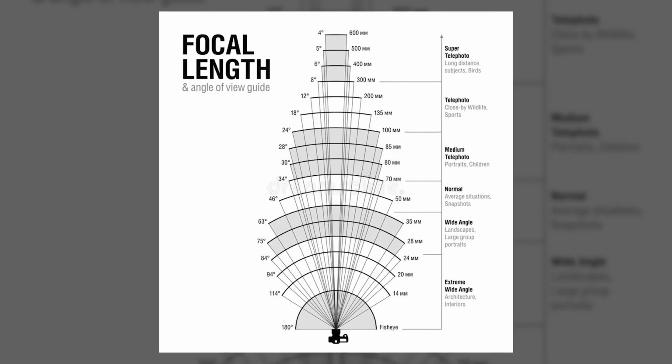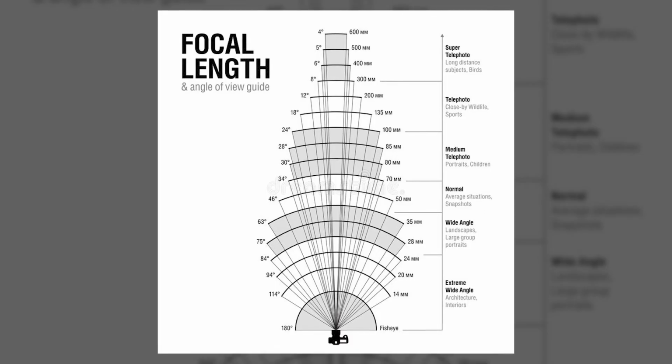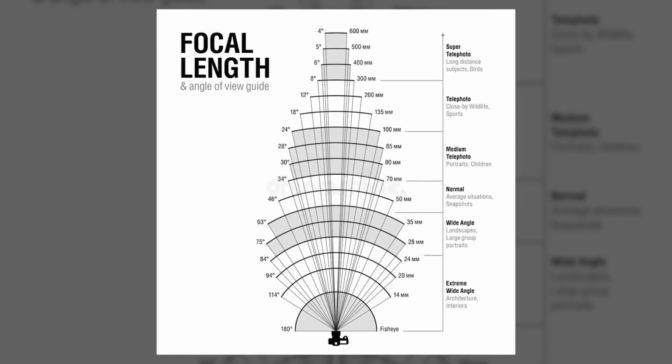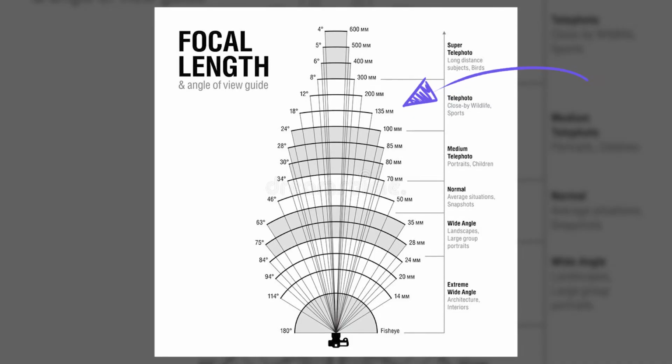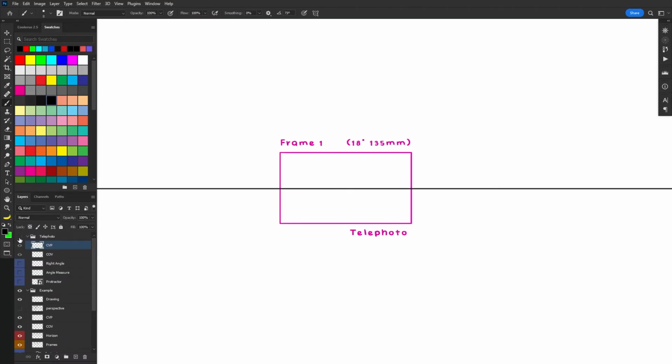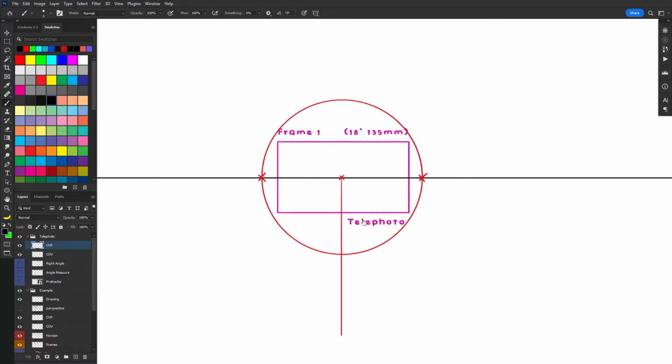So right now I'm going to use this handy focal length chart and find a telephoto lens. And for this demonstration, I'm going to pick 135 millimeters, which is equivalent to 18 degrees. I'm going to keep everything exactly the same. So how big our picture plane is, the horizon line in relation to it, where our center vanishing point is located, and how big the cone of vision is in relation to the picture plane. All of that's going to stay exactly the same.